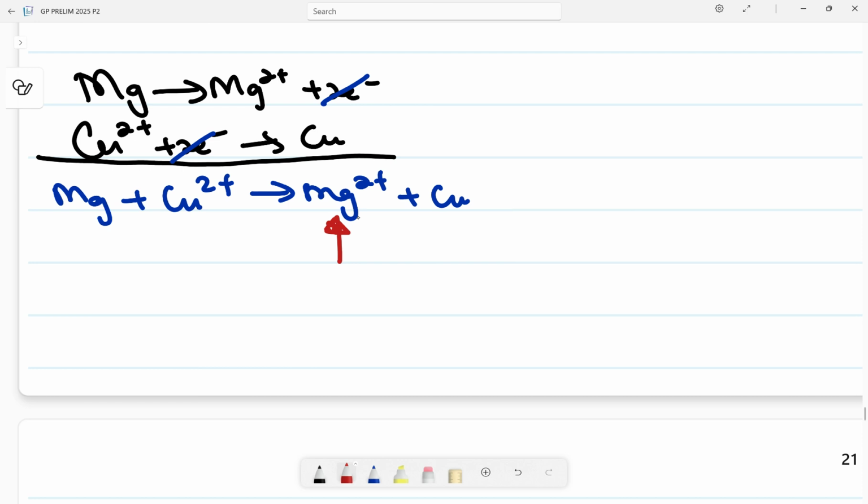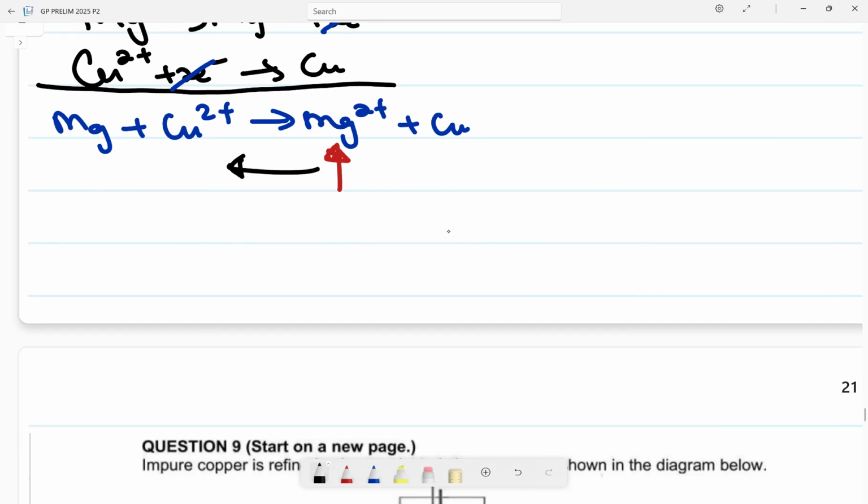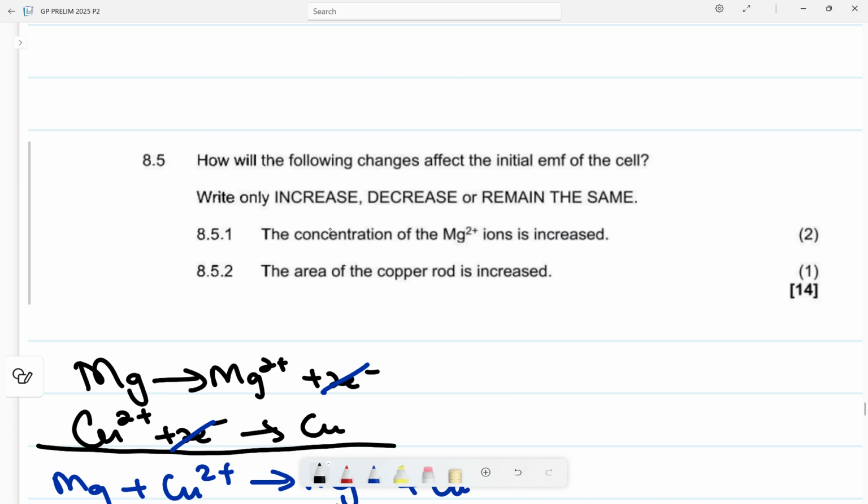So the question is, what will happen if I increase the concentration of Mg2+? Can you see, if I increase the concentration of Mg2+, Le Chatelier's principle applies here. We're going to favor the reverse reaction. And when I favor the reverse reaction, the EMF will decrease, because the EMF supports the forward reaction. The EMF is produced when we are going forward, then we get more reading. But when we choose the reverse, therefore our EMF will decrease.